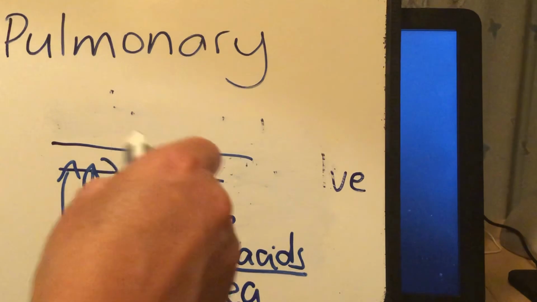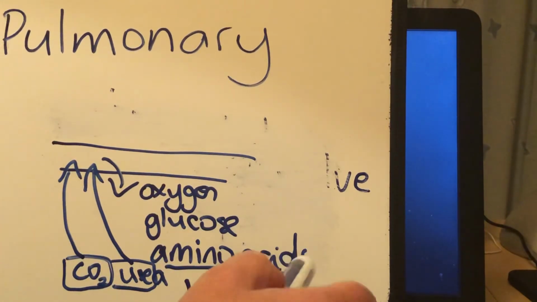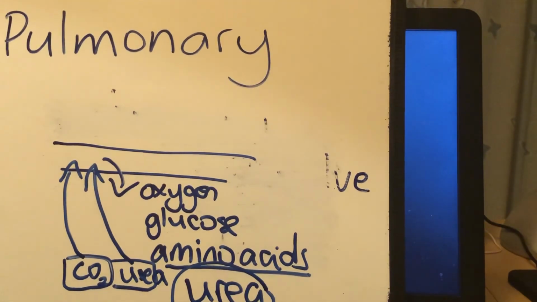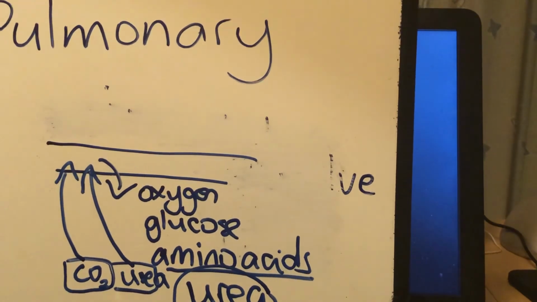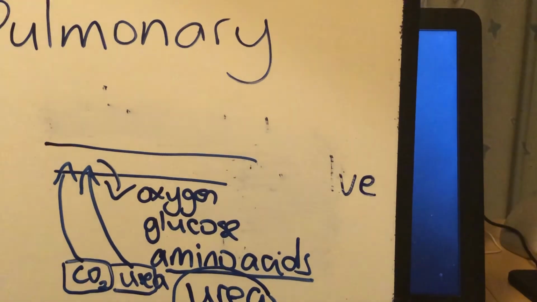And so the blood's giving up oxygen, picking up carbon dioxide, it's giving up glucose and amino acids, and it's picking the waste product of urea up. Okay, so you need to fill all that information into page 7. So you may want to pause the video now and make sure you've got your notes completed.